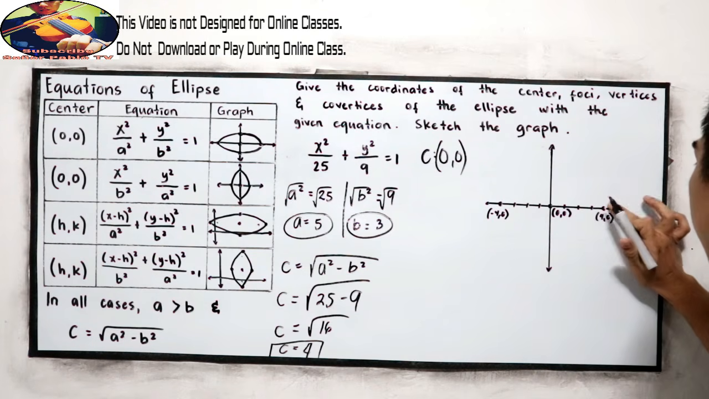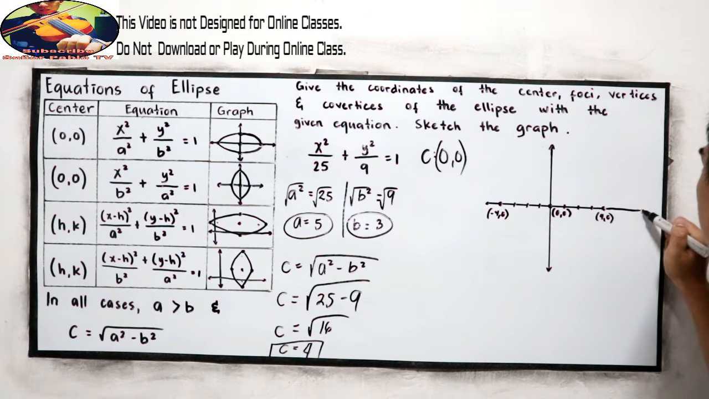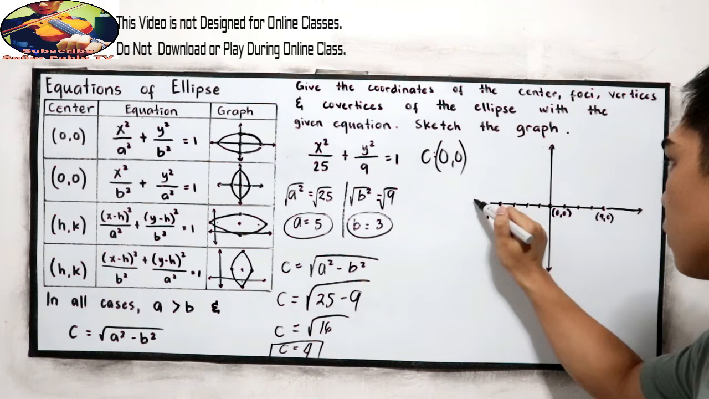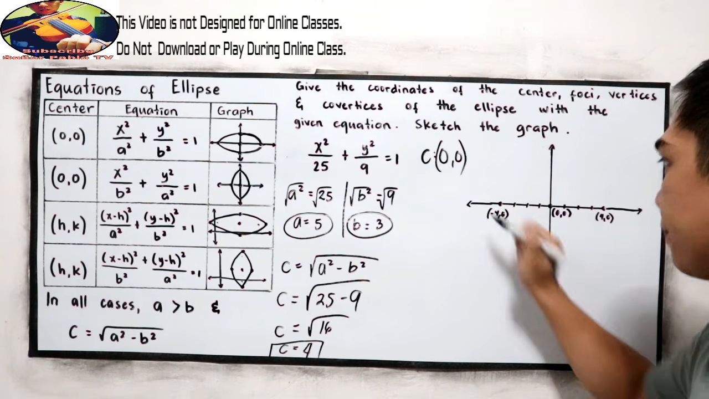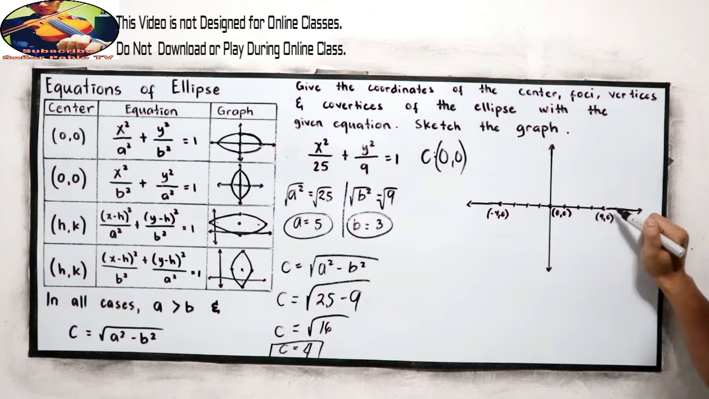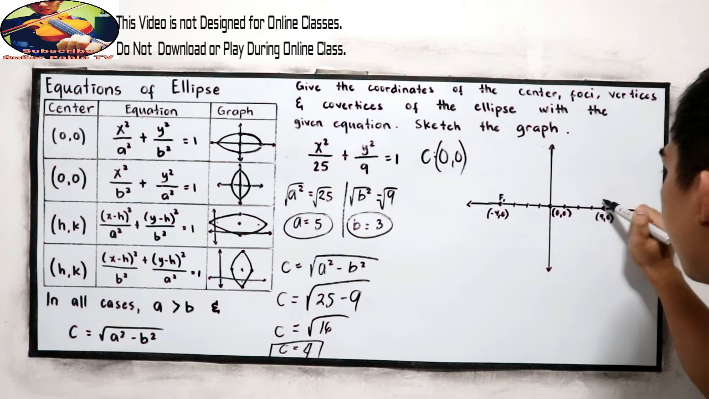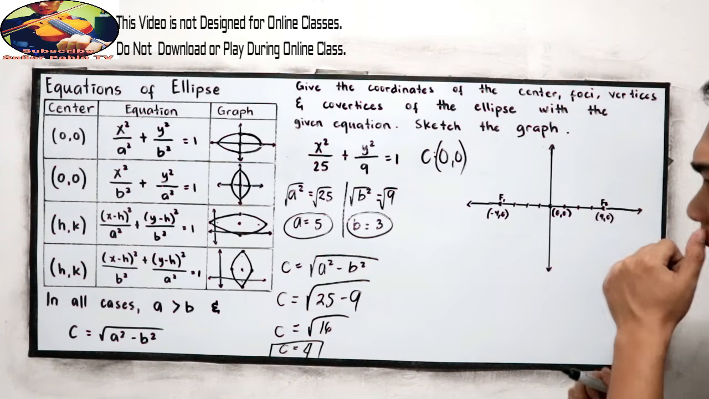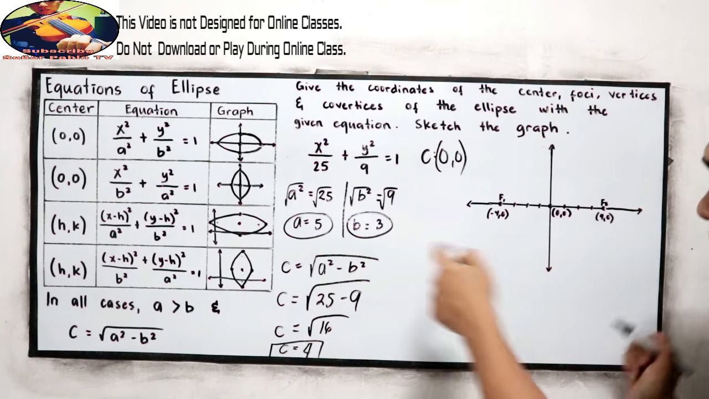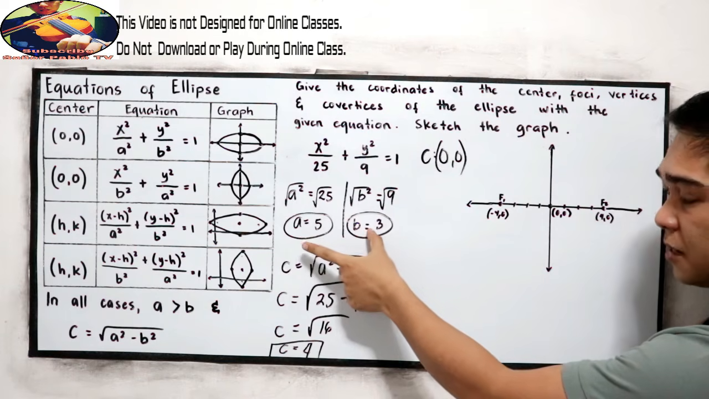I will extend our x-axis. You can extend it. Okay, this is our foci, let's say f sub 1 and f sub 2. Now, we have A and B.